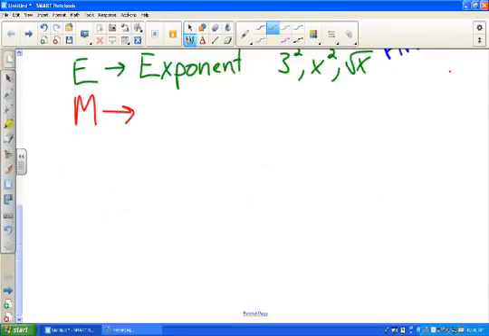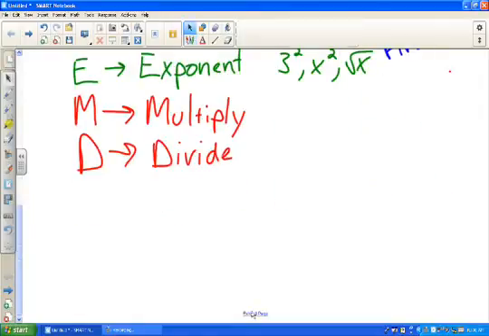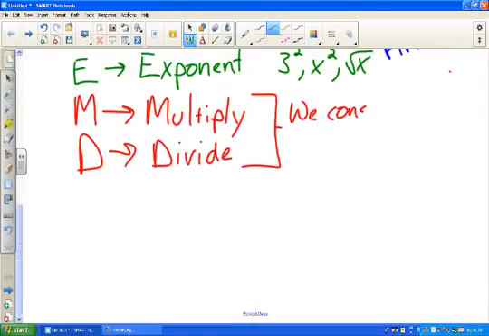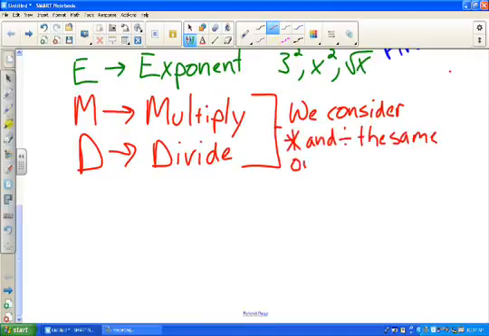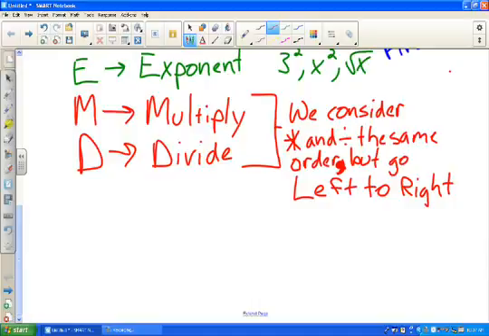And then when we do parentheses, we want to start with the innermost part first. Next is E for exponent, M for multiplication, D for division. Multiplication and division are considered the same order, so we're always going to go from left to right when we go with multiplication and division.